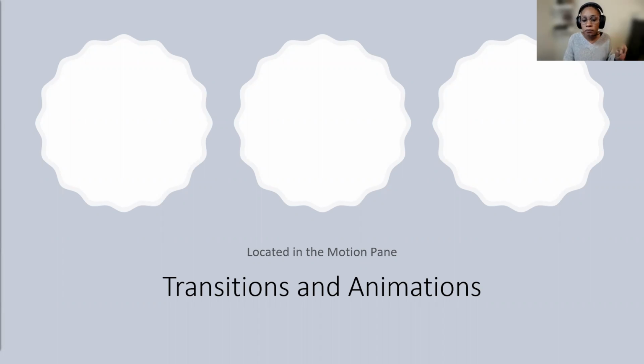Google Slides has one pane to manage all of your transitions and animations, and it's called the Motions Pane, which allows you to configure everything about the movement on the current slide.